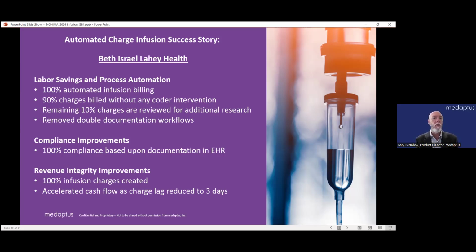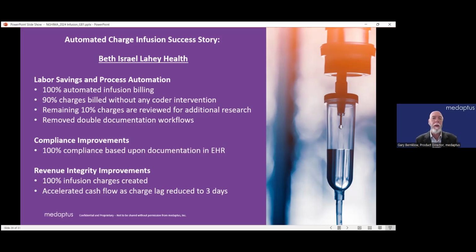90% of the charges that are created by our automated infusion system are billed without any kind of coder intervention whatsoever. In other words, there's no need for a coder to even look at it, or even a nurse to look at it. The codes are accurate. They reflect exactly what's in the documentation. The codes are created and we send them back to the billing system.